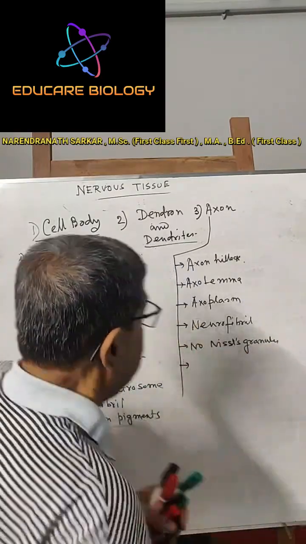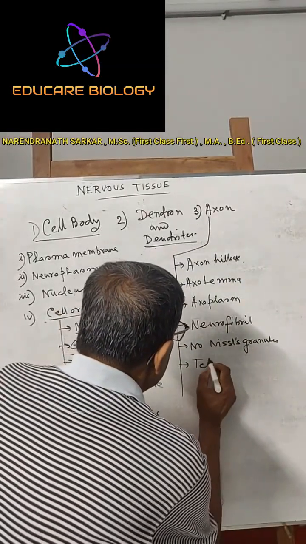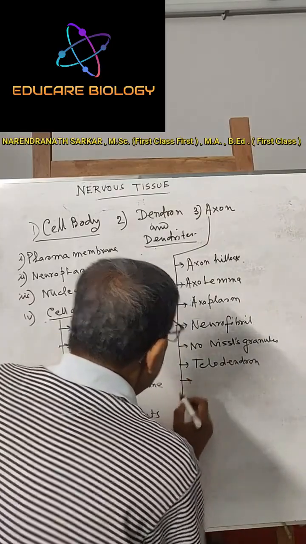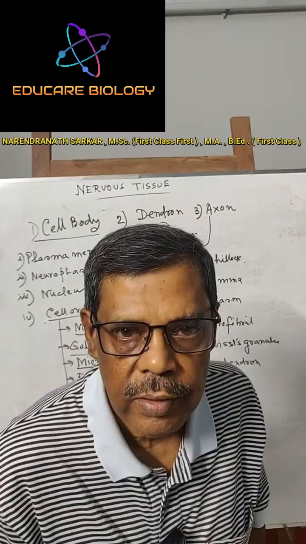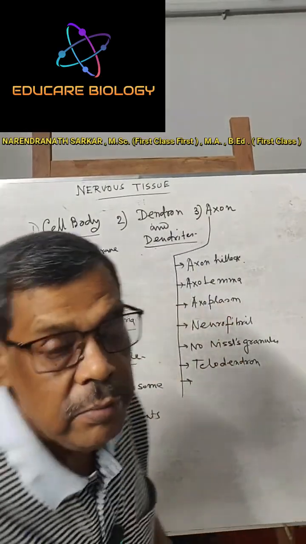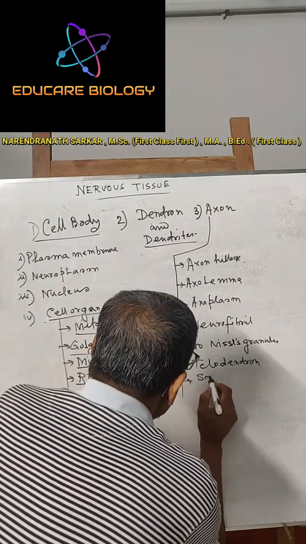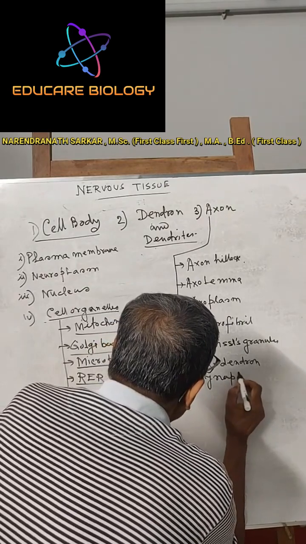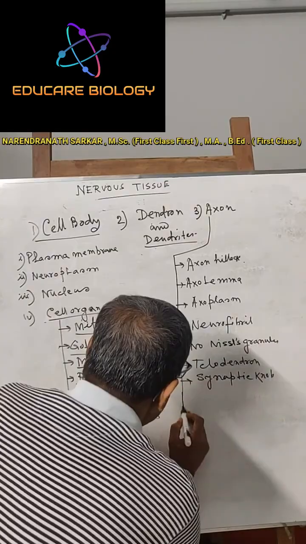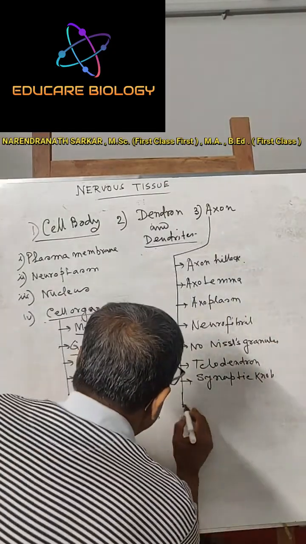The terminal part is called telodendron. Telodendron is divided into many branches. At the end of each branch, there is a knob-like structure, which is called synaptic knob. Together, the branches' terminal parts are called end branches.